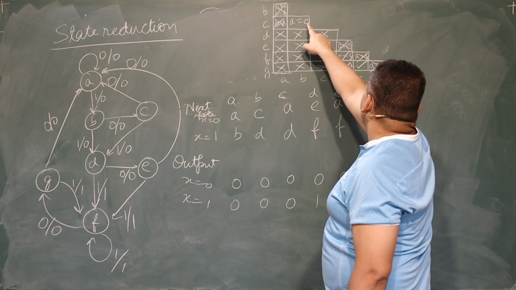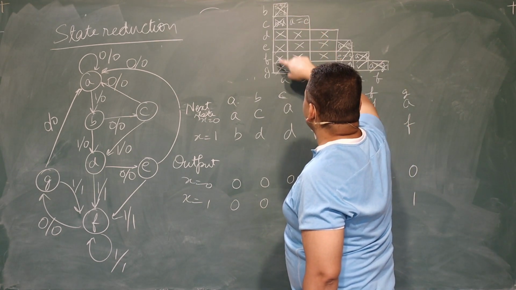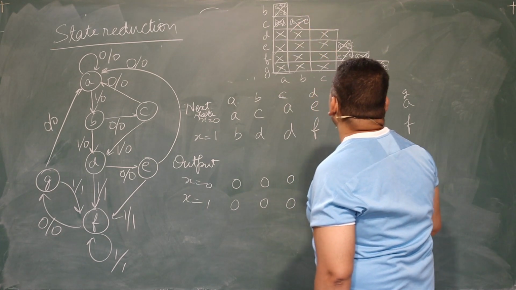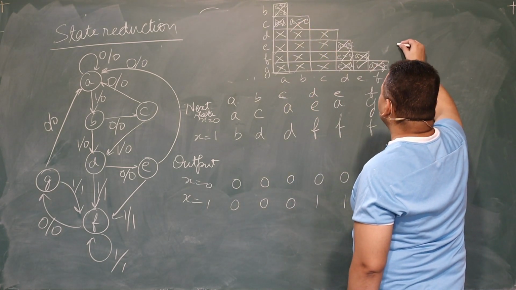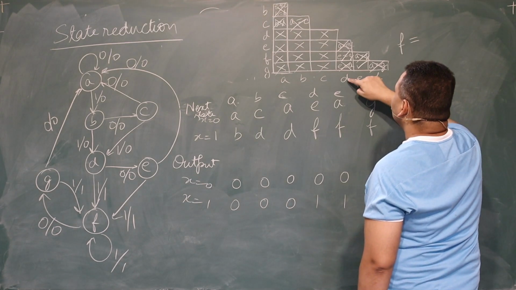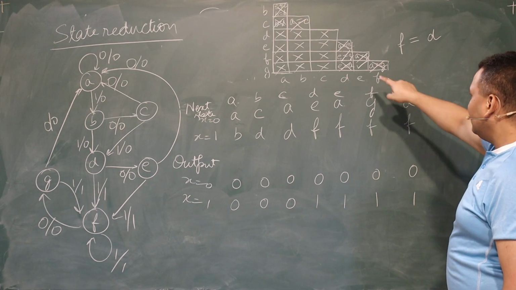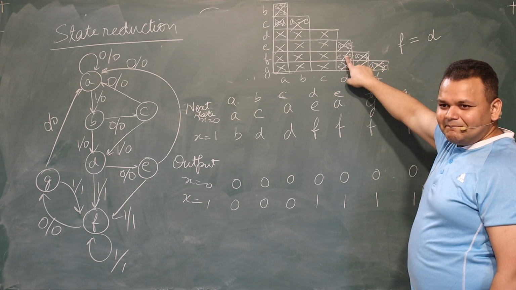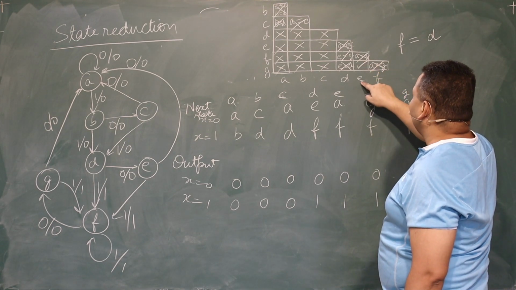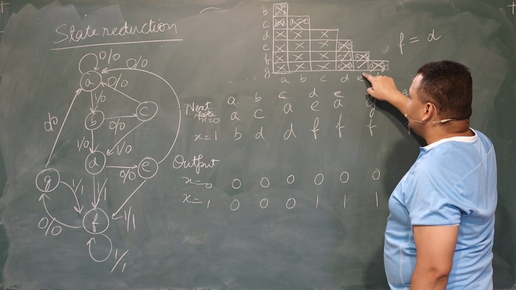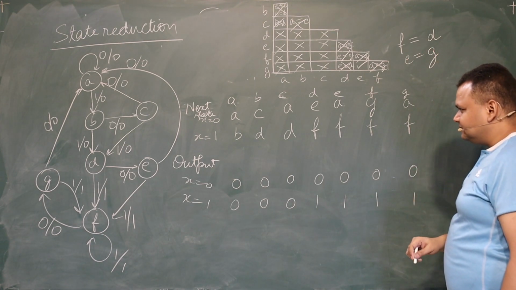What about AC now? Let us look at AC. AC depends on whether A and C are equivalent. A and C are not equivalent. So this is also not equivalent. So we found what? We found that F is equivalent to D. What else did we find? We found that E is equivalent to G.